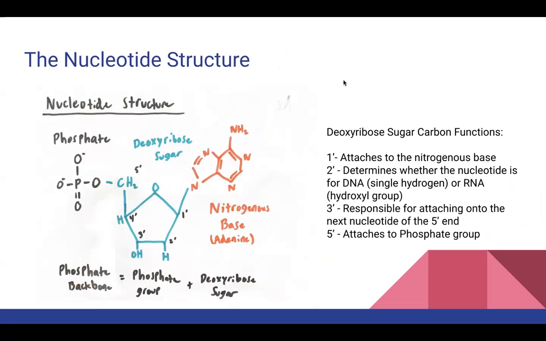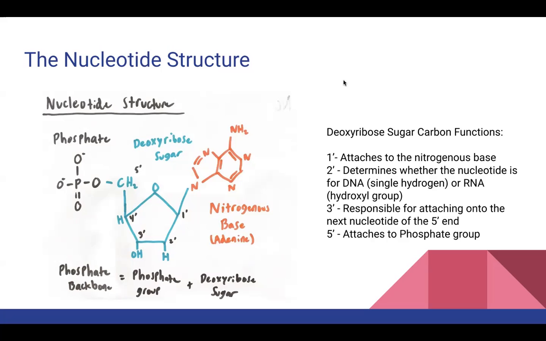The structure of a nucleotide consists of a phosphate group, a deoxyribose sugar, and a nitrogenous base group. Nucleotides are what make up the physical structure of DNA. To help keep the structure intact, the phosphate backbone keeps the DNA shape, consisting of a phosphate group and a deoxyribose sugar.